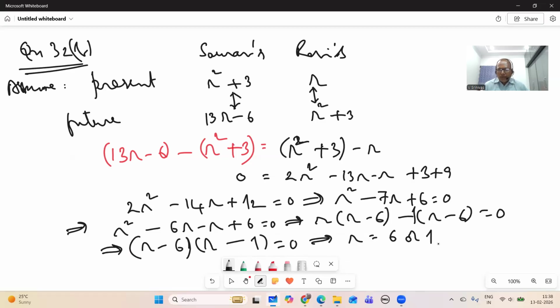But when r becomes 1, then father's age is 1 square plus 3, which is 4 years. A man is married only after 21 years. So we don't wish 4 years to be the father's age. So the right choice is r equal to 6.